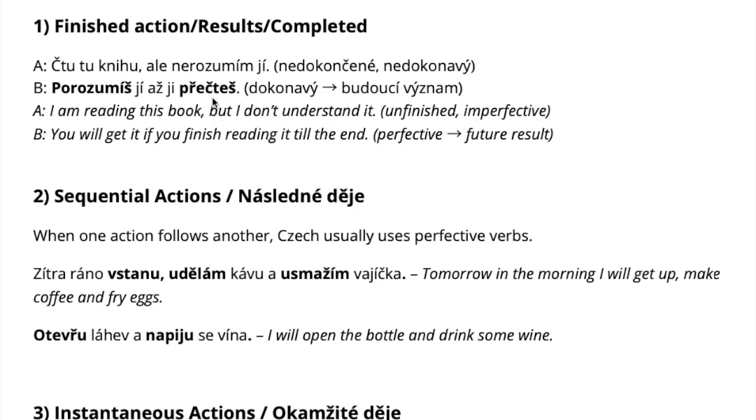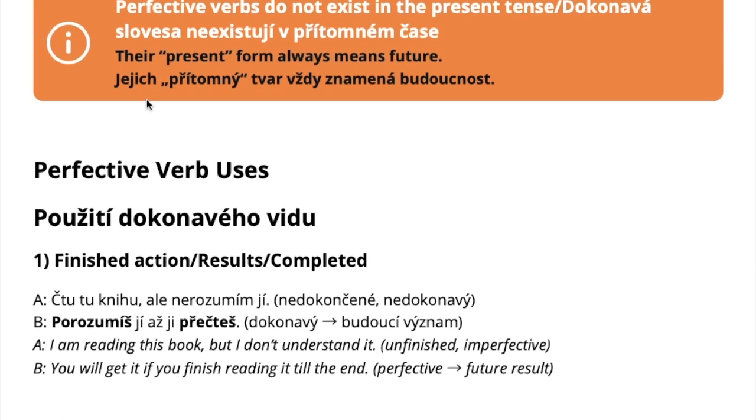Porozumíš and přečteš are two perfective verbs because they talk about finished actions. In this case, they are conjugated in present tense. You can see the present tense endings, suffix -íš and -eš, for these two verbs, which are endings in present tense. But I am actually referring to the future. So I have translated it into English as future tense. So that's what I meant about perfective verbs not existing in the present.